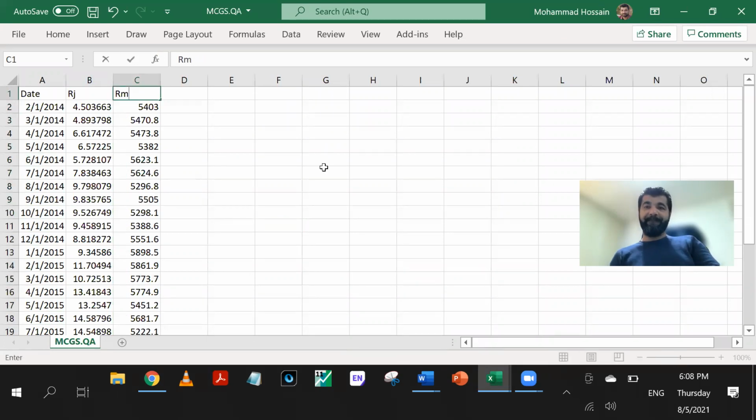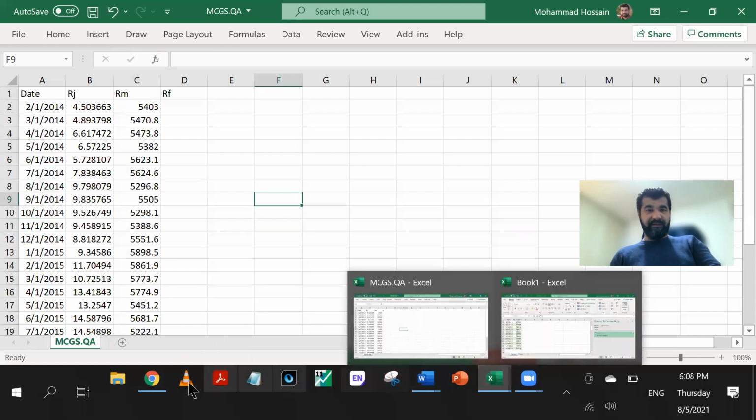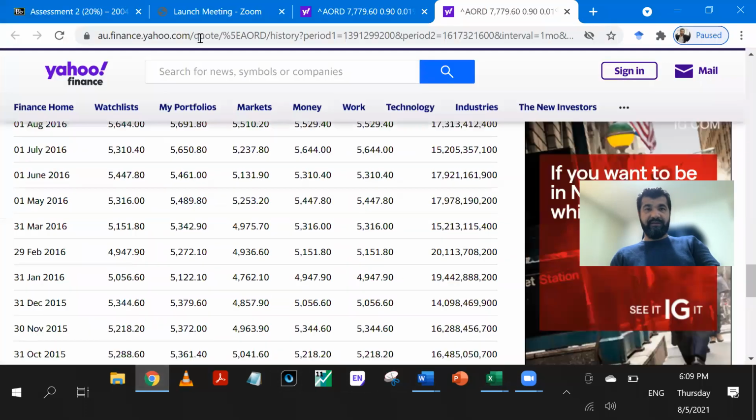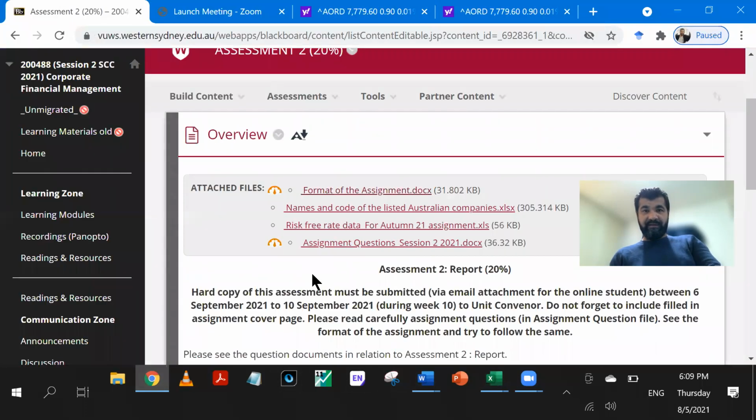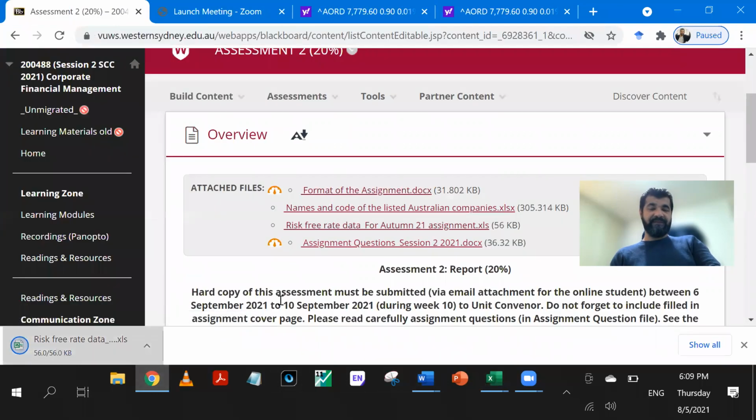All right. So you see now, you got it. And already RF is already given there as well. Where is RF? RF already given. Where is the Excel file? Risk-free data. That's for the RF.